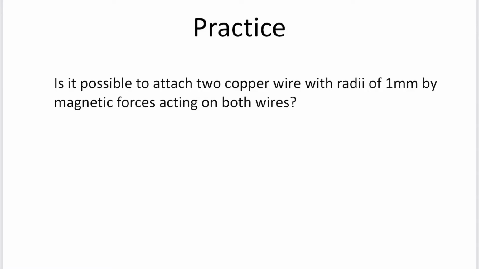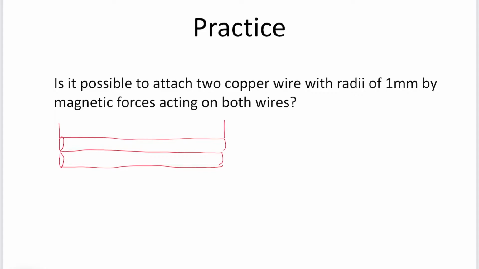In this practice, is it possible to attach two copper wires with a radius of 1 mm by magnetic forces acting on both wires? So I'd like to draw the figures at first. The length of the wires, we consider the unit length. Then the radius of each wire is r, both have r. Then the area is expressed as pi r squared.